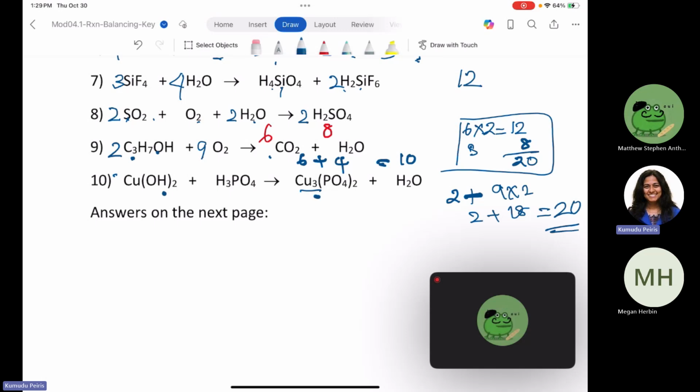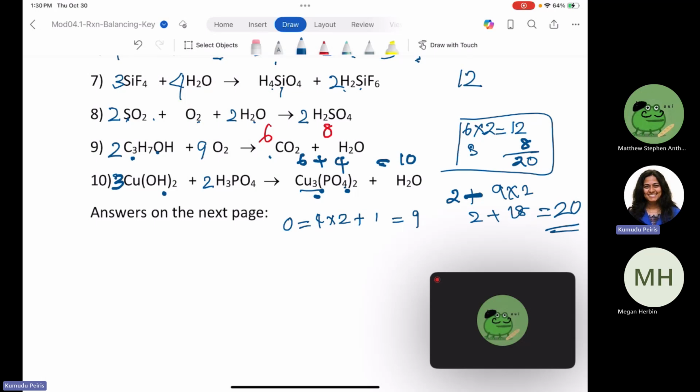Right, we have 3 coppers in the product side, so I'll start with 3 in front of the copper on the reactant side. Okay. And here I have 2 phosphorus. Here you will see these parentheses covering the PO4 by 2. That means I have 2 phosphorus, right? Okay. Now, how many oxygens on the product side? Here, oxygens equals 4 by 2 plus 1 equals 9.